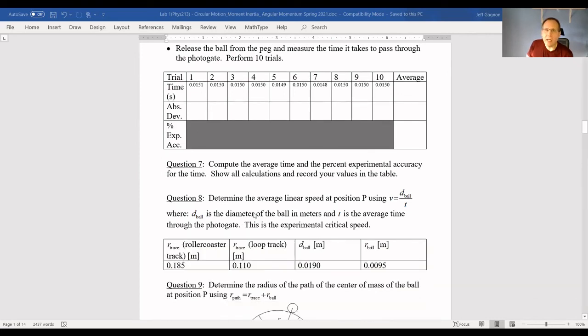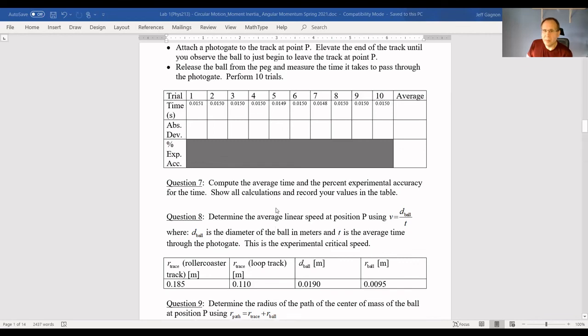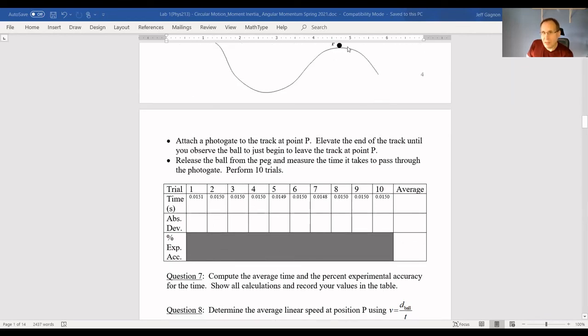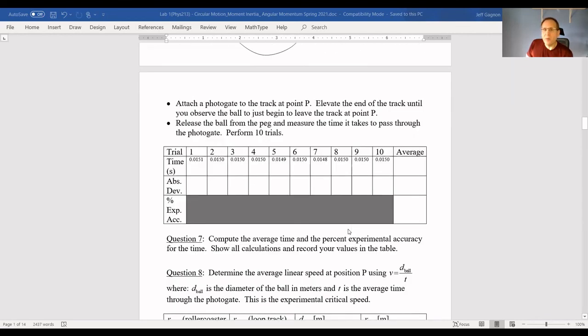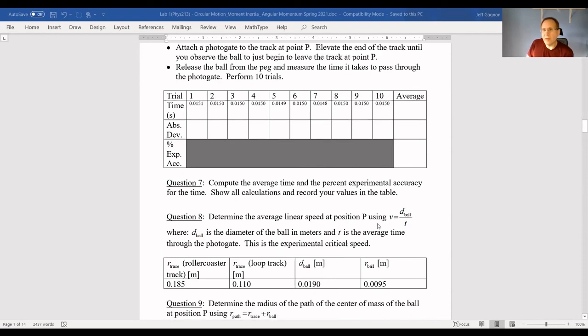Okay, then question 8, determine the average linear speed at position P. So determine the velocity at position P. And we're going to call that our experimental velocity. And we know that that is really our critical speed, right? Because it's set up so that the ball is just ready to leave the surface at point P. So how do we find that critical speed experimentally?